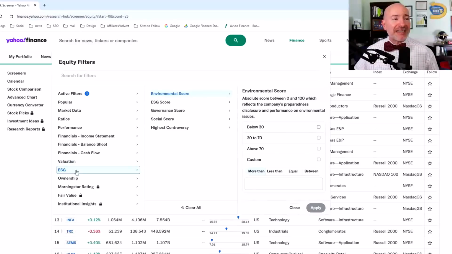Here we can also look at ESG, that's environmental, social, and governance. I don't generally use this. I know it's important to a lot of people. If it is important to you, you can go through here and find out how a company is a steward of that capital and a steward of the environment.